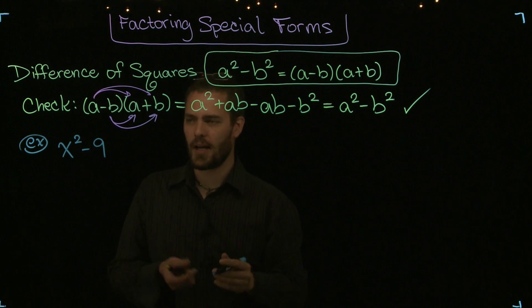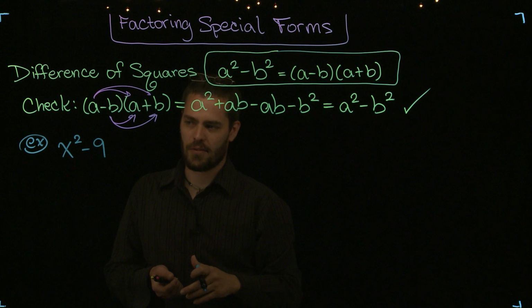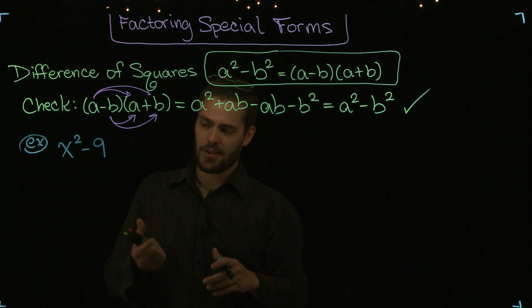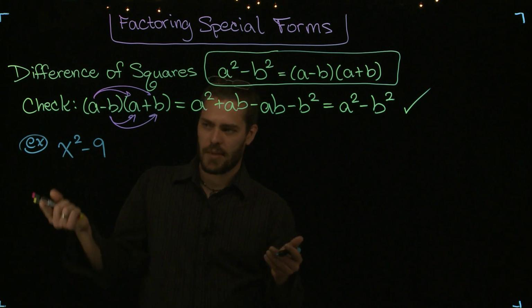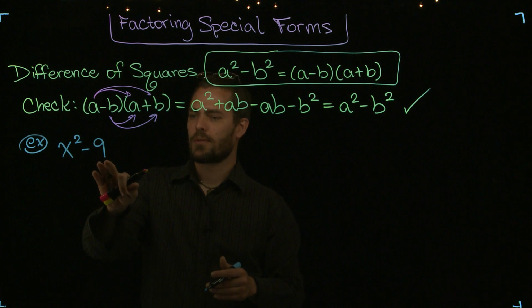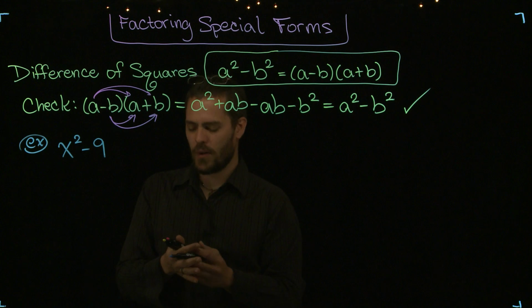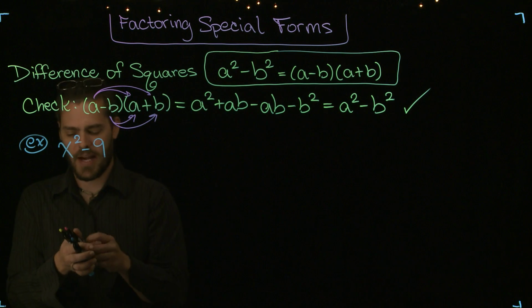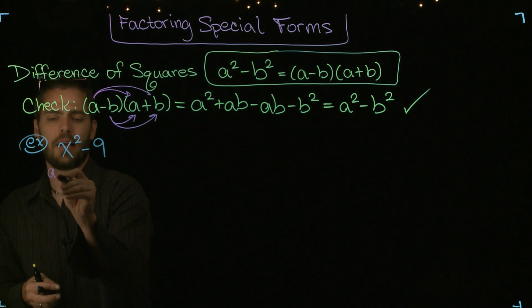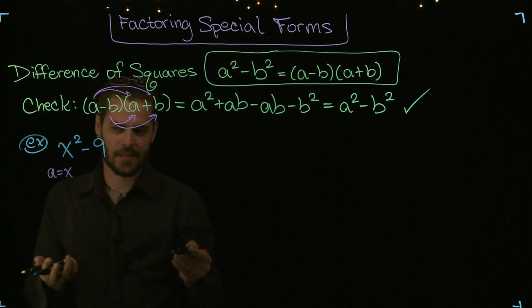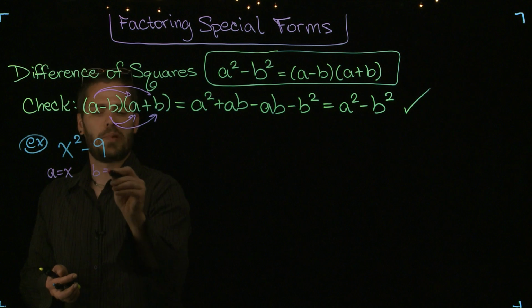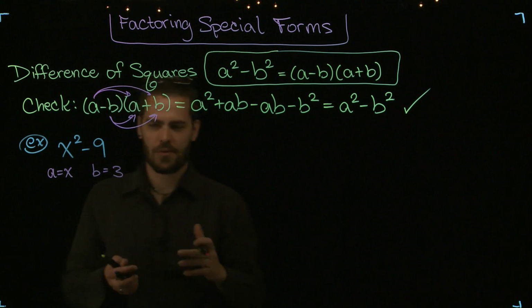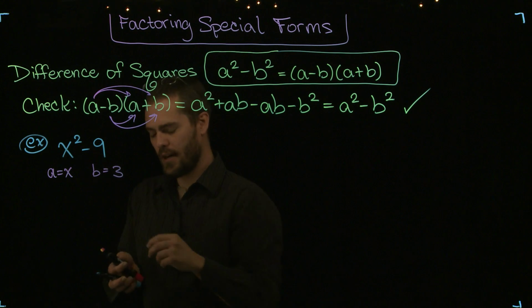This may or may not be a difference of squares. So the first thing we need to look at is, are these two things squares indeed? Now, certainly x squared, it is x, quantity squared. How about 9? Well, that's 3 squared. So if I wanted to match it up to my map, I could say a is equal to x, because x is the thing that's being squared to give you the first term. b is equal to 3, because 3 is the thing that's being squared to give 9.